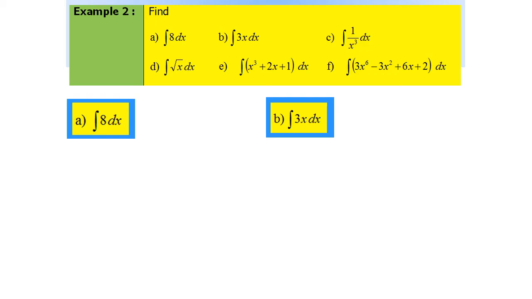Next example, example 2. For part A, the integration of a dx. Here you're going to have ax plus c. Next, for part B, when you integrate this one, you're going to have 3 times the integral of x dx. Next, you're going to have 3x to the power of 1 plus 1, which is 2, over 2 plus c. So you may write it as 3 over 2 x squared plus c.